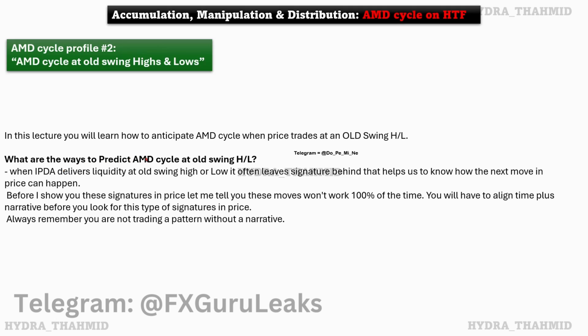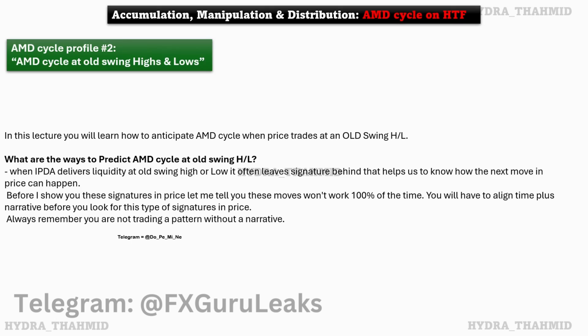What are the ways to predict AMD cycle at old swing high or low? When IPTA delivers liquidity at old swing high or low, it often leaves a signature behind that helps us to know how the next move in price can happen. Before I show you these signatures in price, let me tell you these moves won't work 100% of the time if you are trading just a pattern.